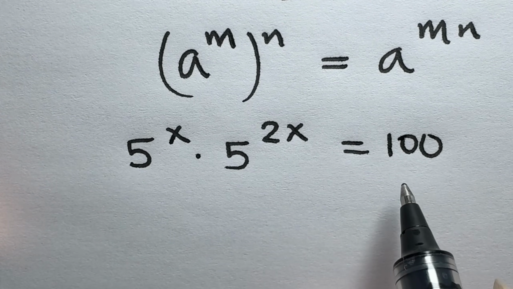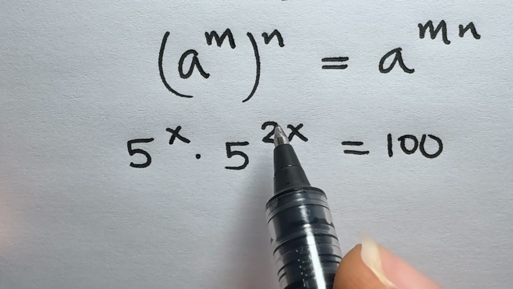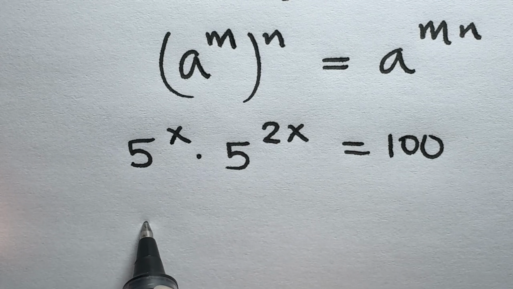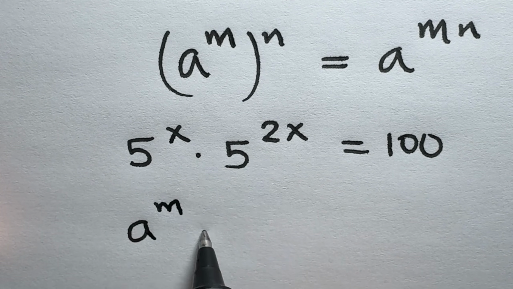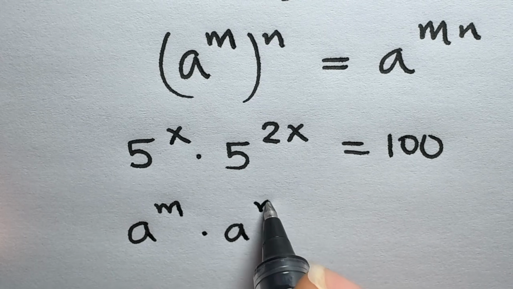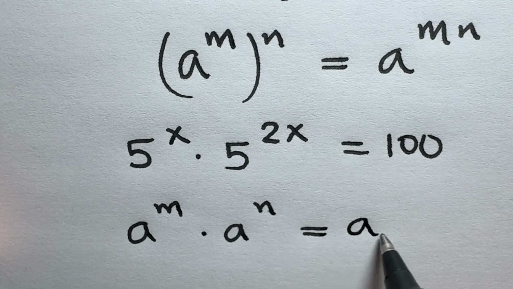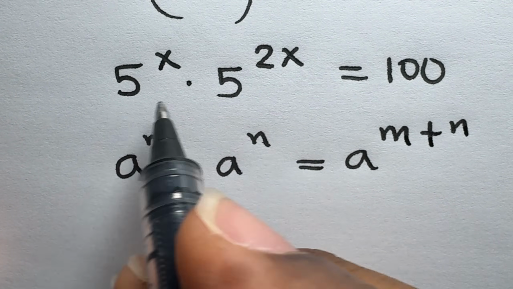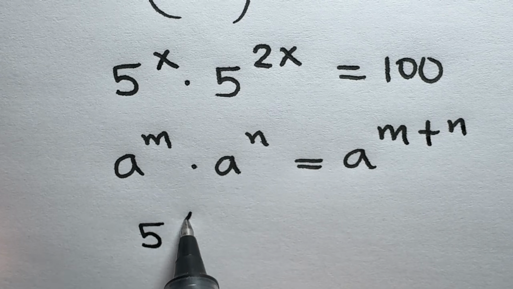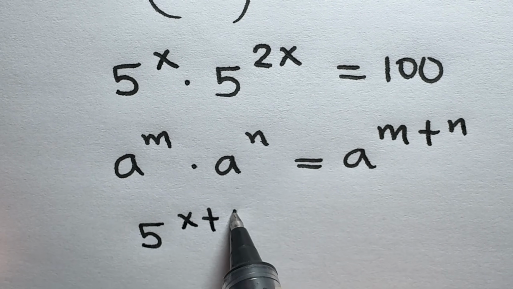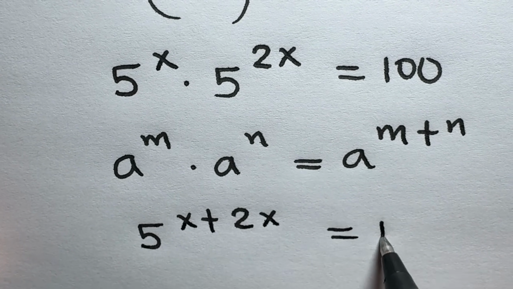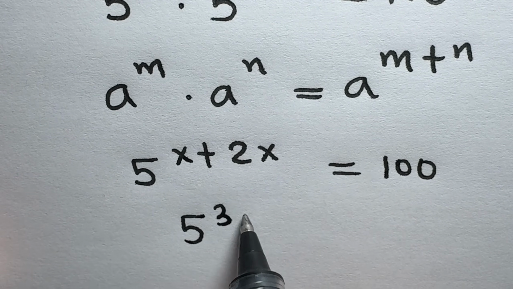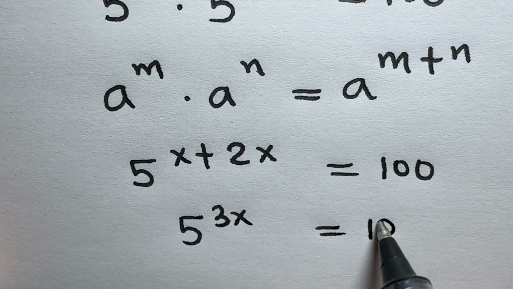There are so many things I can do from this point, but let us combine these powers together. Since the bases are the same, I'll use this law of indices. A raised to power m times a raised to power n is equal to a raised to power m plus n. Therefore, this becomes 5 raised to power x plus 2x is equal to 100. 5 raised to power 3x is equal to 100.